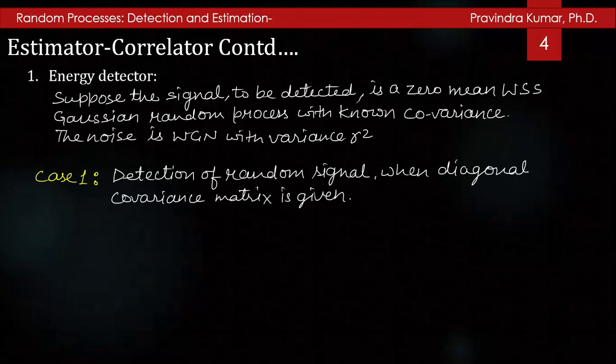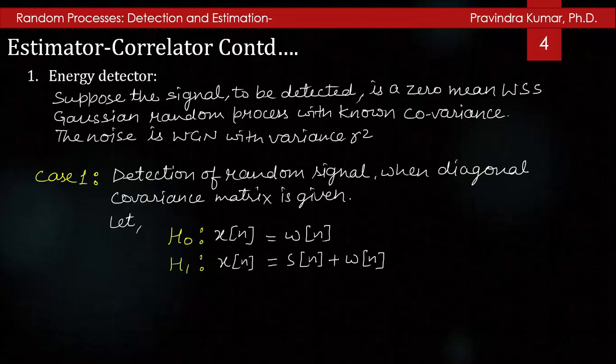Detection of the random signal when the diagonal covariance matrix is given. That means in the covariance matrix we have non-zero entries on the diagonal, and other than the diagonal we have 0. Let there be two hypotheses. Hypothesis H0 corresponds to x[n] equal to w[n], meaning under H0 there is no signal, only noise is present, and under hypothesis H1, x[n] is equal to s[n] plus w[n], the signal in presence of noise, where n is equal to 0, 1, 2, up to N minus 1.